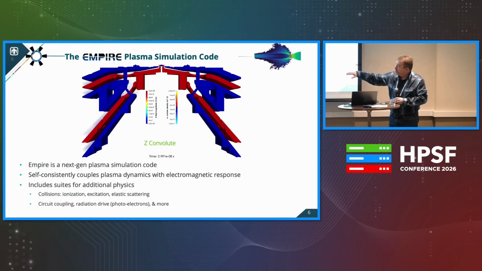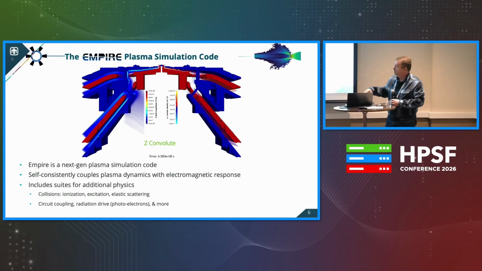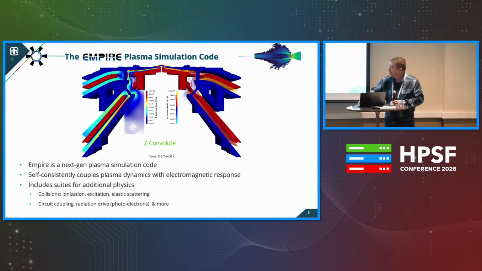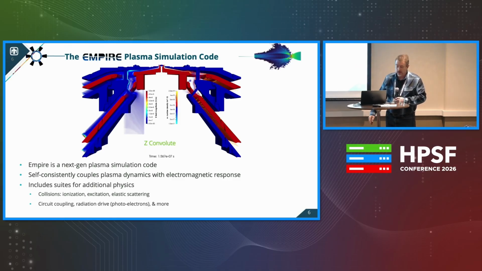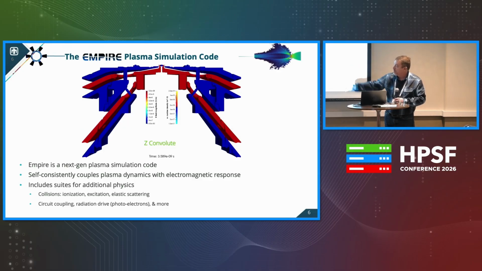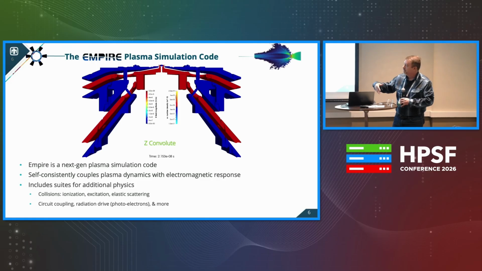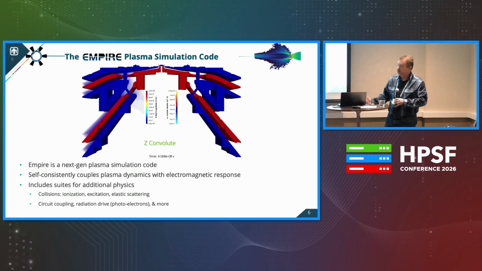Empire self-consistently couples plasma dynamics to an electromagnetic field. So we solve the electromagnetic field implicitly. It's a linear solve, and we couple that to a PIC code. So we also have extra physics, collisions, we have ionization, excitation, and elastic scattering, and then we can couple the response to circuit codes. Once we compute the currents, we pass those off to circuit codes to see how a circuit might respond.